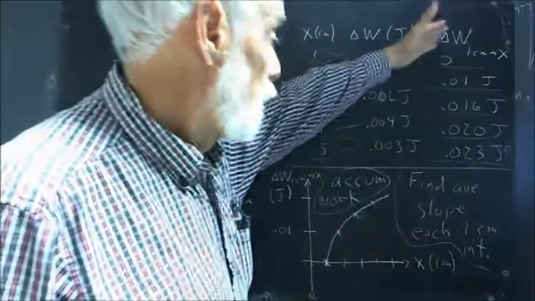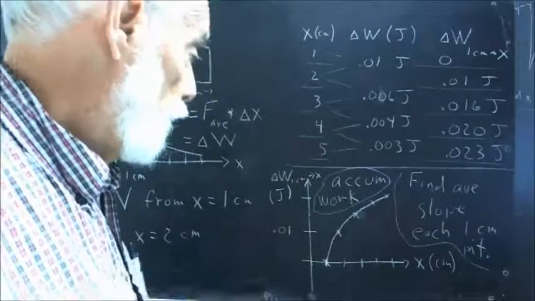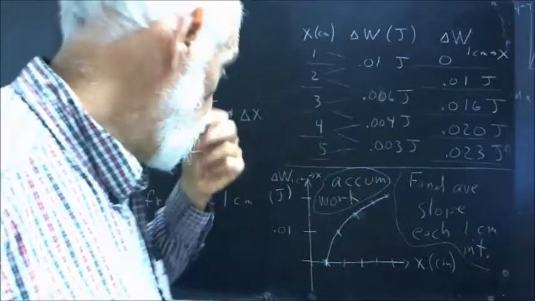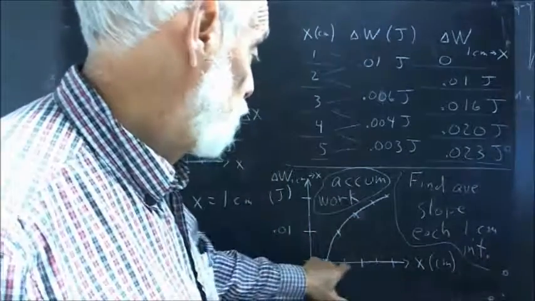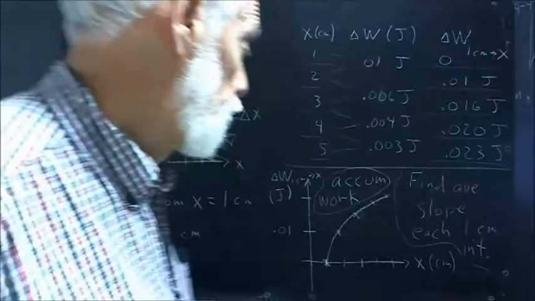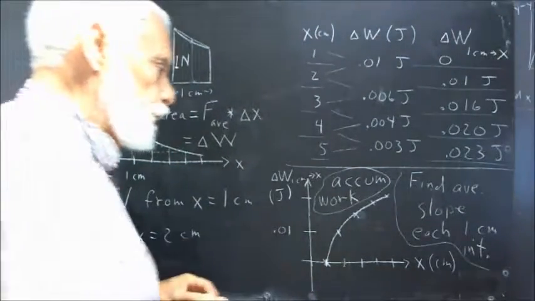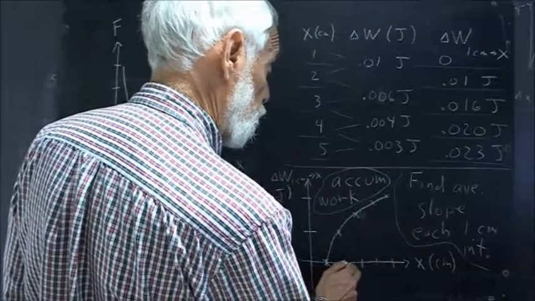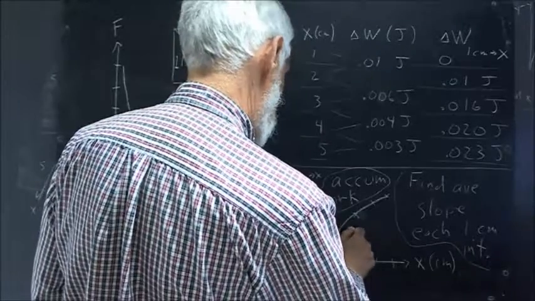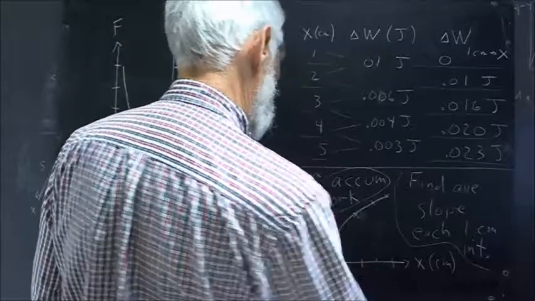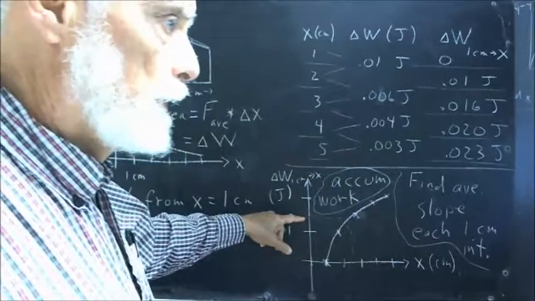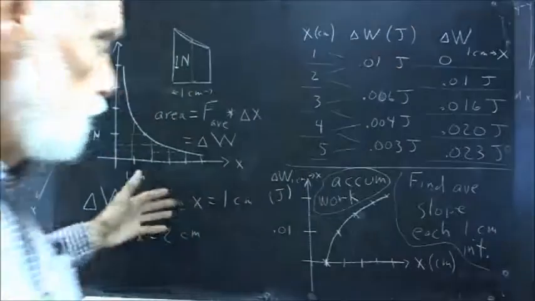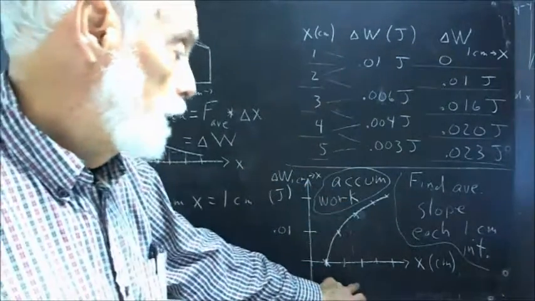And we simply graph the work done versus the position X, and we get this graph, which we call a graph of the accumulated work, the amount of work accumulated from the 1 centimeter position to whatever position X. And of course, we could use this graph to estimate how much work is done, let's say, to the 2.5 centimeter position. Here's 1, 2, 2.5 centimeter position. And we could project that over here, and we'd see maybe that's 0.013 or 0.014 joules of work. Okay, so we have this accumulated work graph.